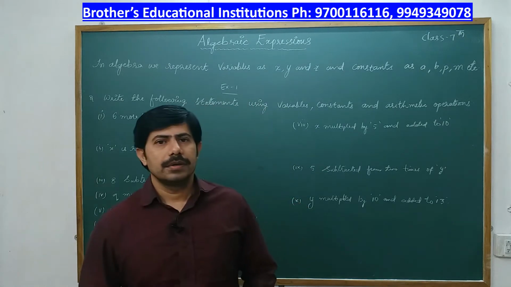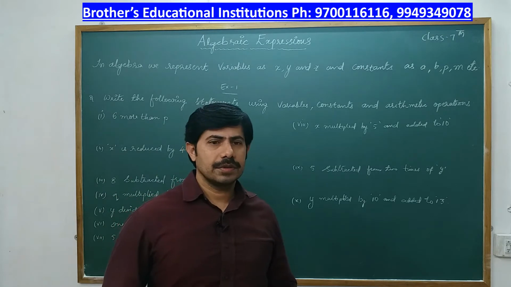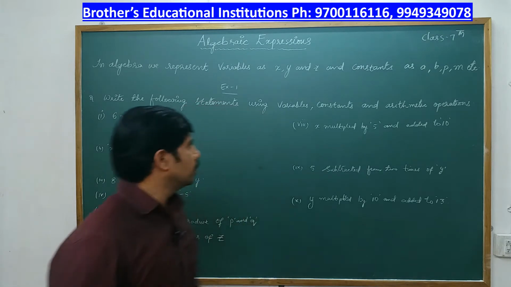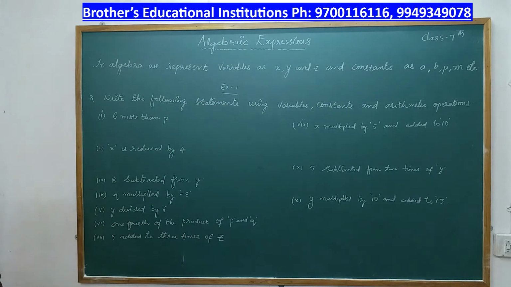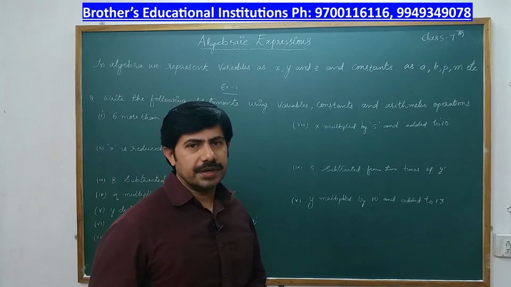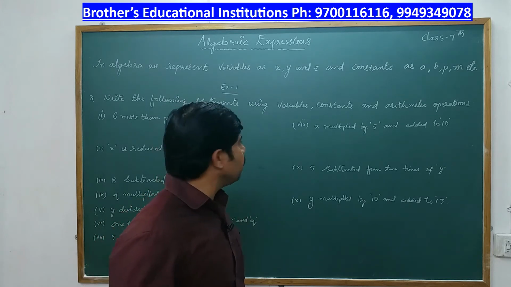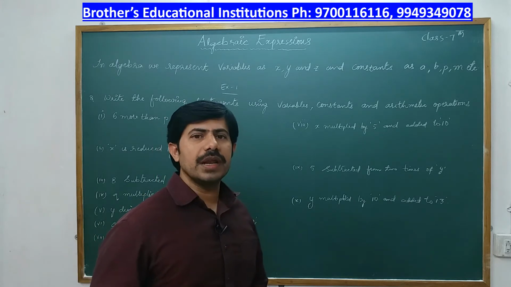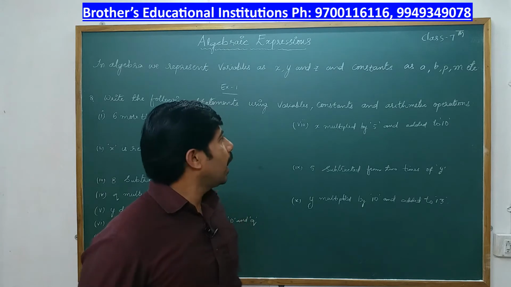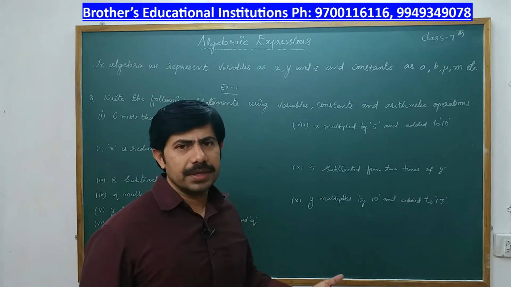Welcome back. Today we'll do algebraic expressions, chapter number 10. In algebra we have variables and constants. Generally we represent variables using the letters x, y and z, and we represent constants as a, b, p, m, etc.